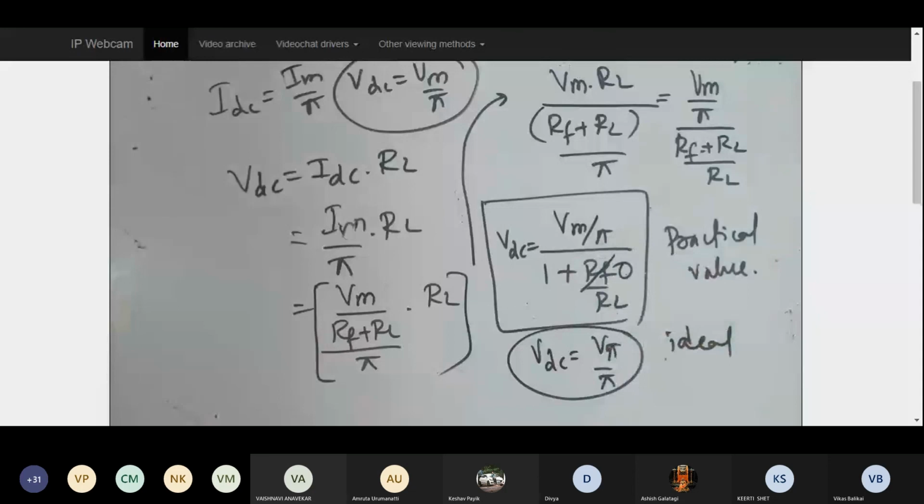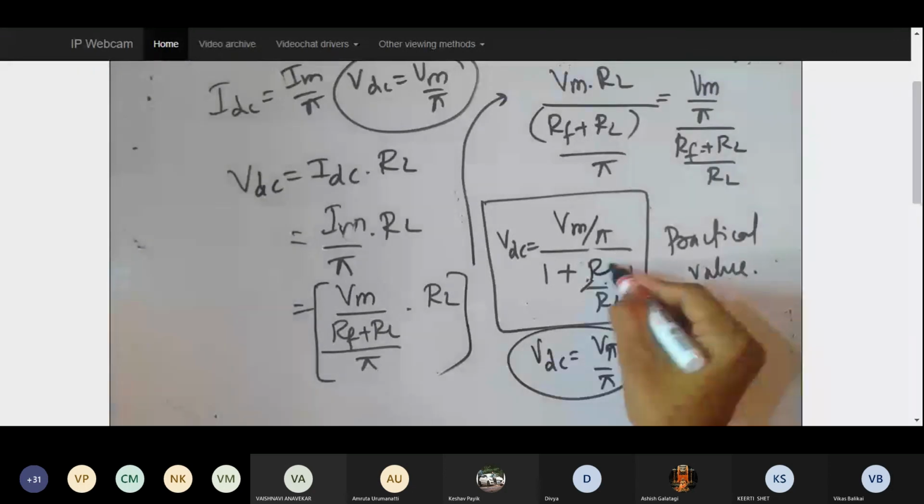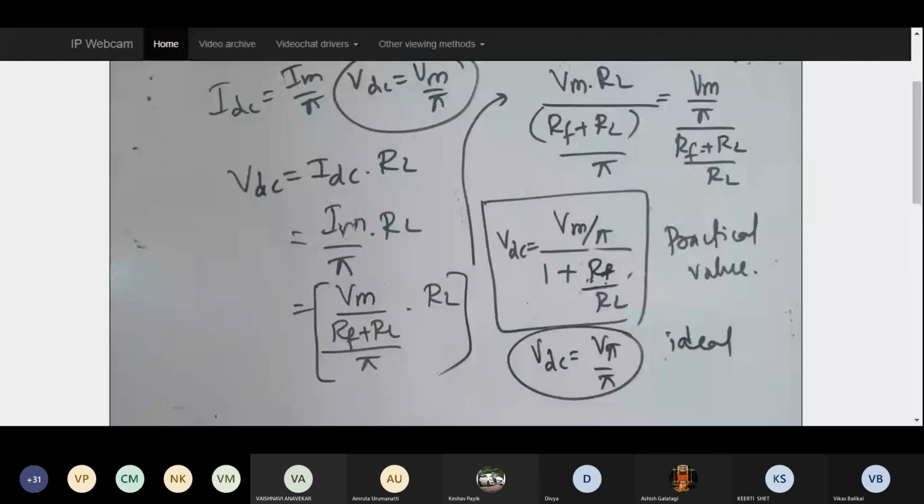So just ensure you remember VDC is equal to VM by pi, whole divided by 1 plus RF by RL. That is my practical value, because in all the numericals this scenario will be used.